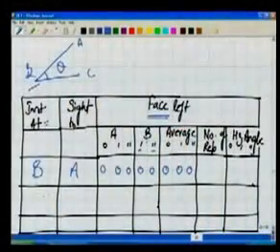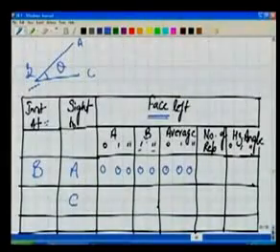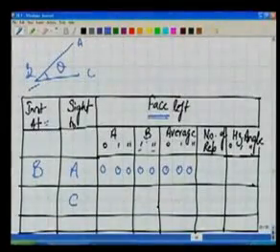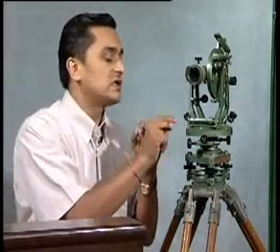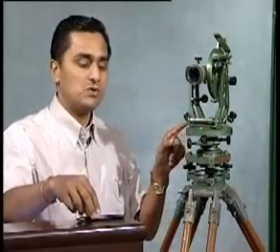So I have sighted C and I can write the observations here. But we are doing the repetition, so we will not write the observations. You can record it, of course, there is no problem. So the reading here in the scale at the moment is equal to the angle here. Now what next we do?